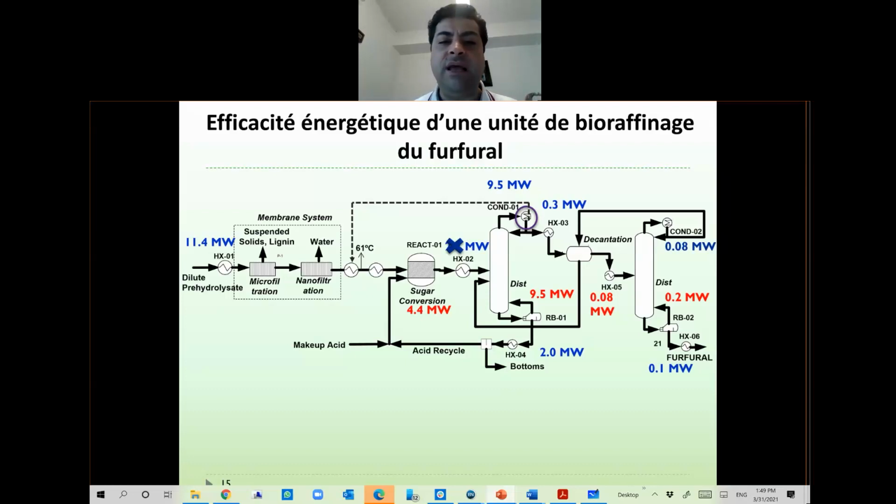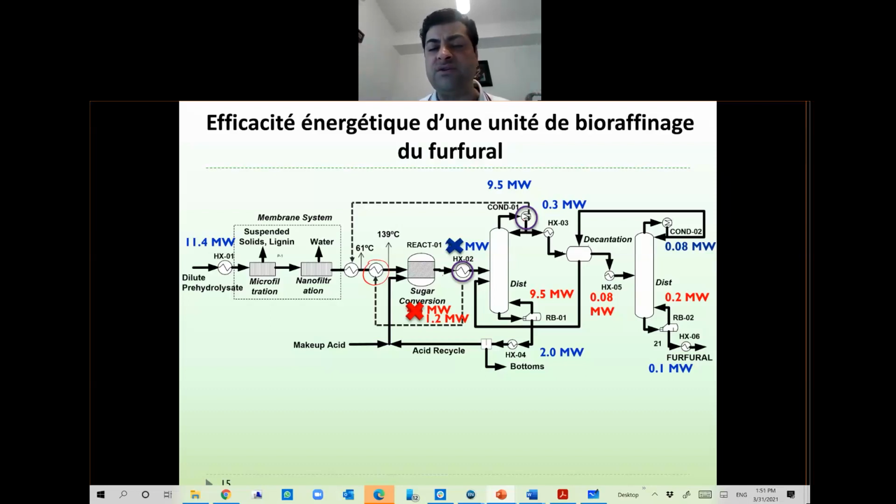his cold streams and hot streams, and he figured out that, for example, by looking at the condenser on top of the first distillation column, part of the heat that has been released after condensation can be used in this heat exchanger in order to preheat this stream and bring it to 61 degrees C. Also part of the energy from the exit stream of reactor number 1 can be used to preheat the exit stream of this one in another heat exchanger in order to bring this input stream to 139 Celsius.